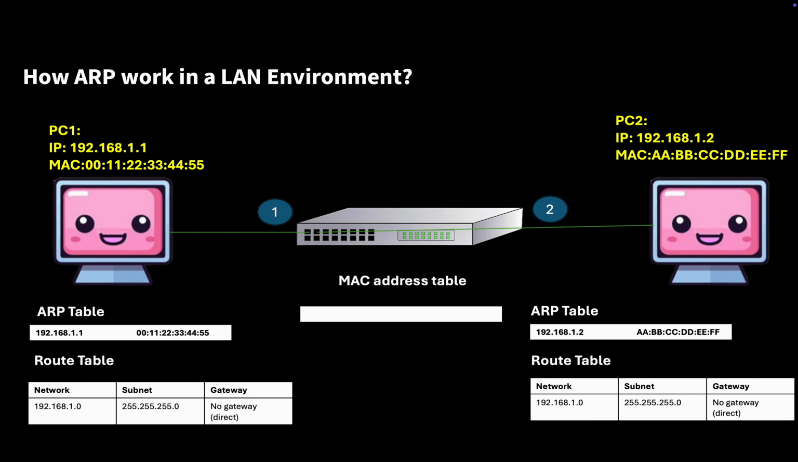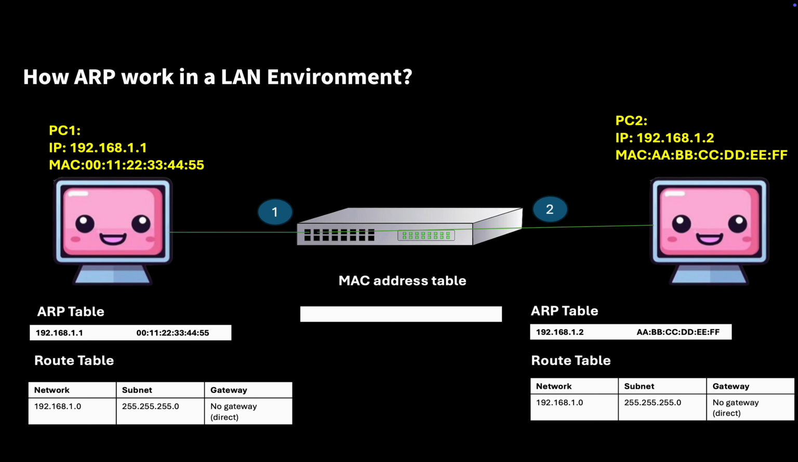Now, in our environment, we have taken two PCs and one LAN switch. The first PC has the IP 192.168.1.1 and the MAC starts with 00. And we have PC2 in the same network with the IP 1.2 and the MAC starts with AA. Now we have a LAN switch connecting these two devices. In the LAN switch, the first port is connected to PC1 and the second port is connected to PC2.